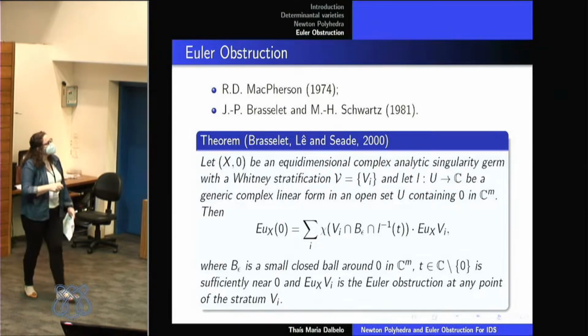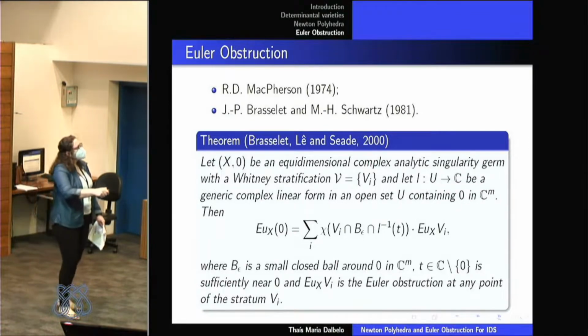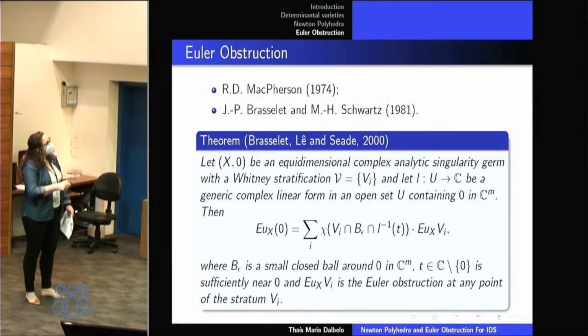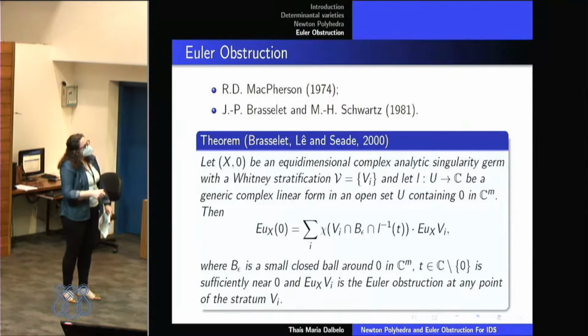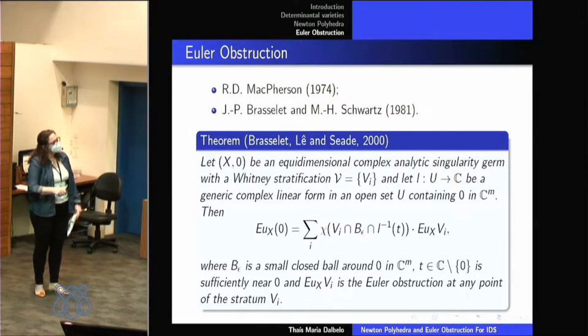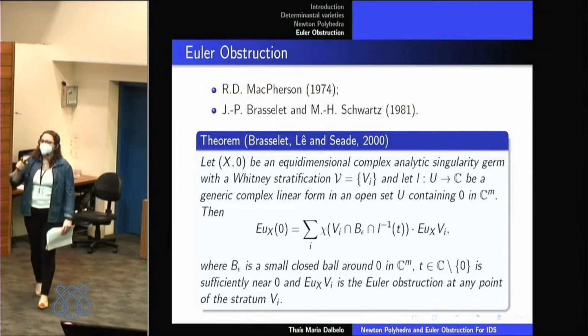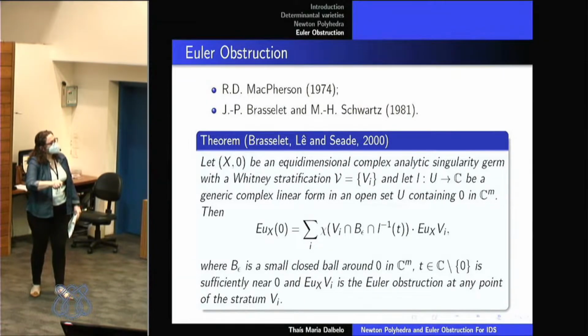Let X be an equidimensional complex analytic singularity with a Whitney stratification V, and let L be a generic linear form with respect to X. Then the Euler obstruction of X at 0 is given by this sum, where this denotes the Euler characteristic of the Milnor fiber of L restricted to its stratum, and here we have the Euler obstruction of X at a point of the stratum V. It's important to say that the Euler obstruction is an invariant on a stratum of a Whitney stratification. So if we choose two different points of this stratum, this doesn't change, okay?